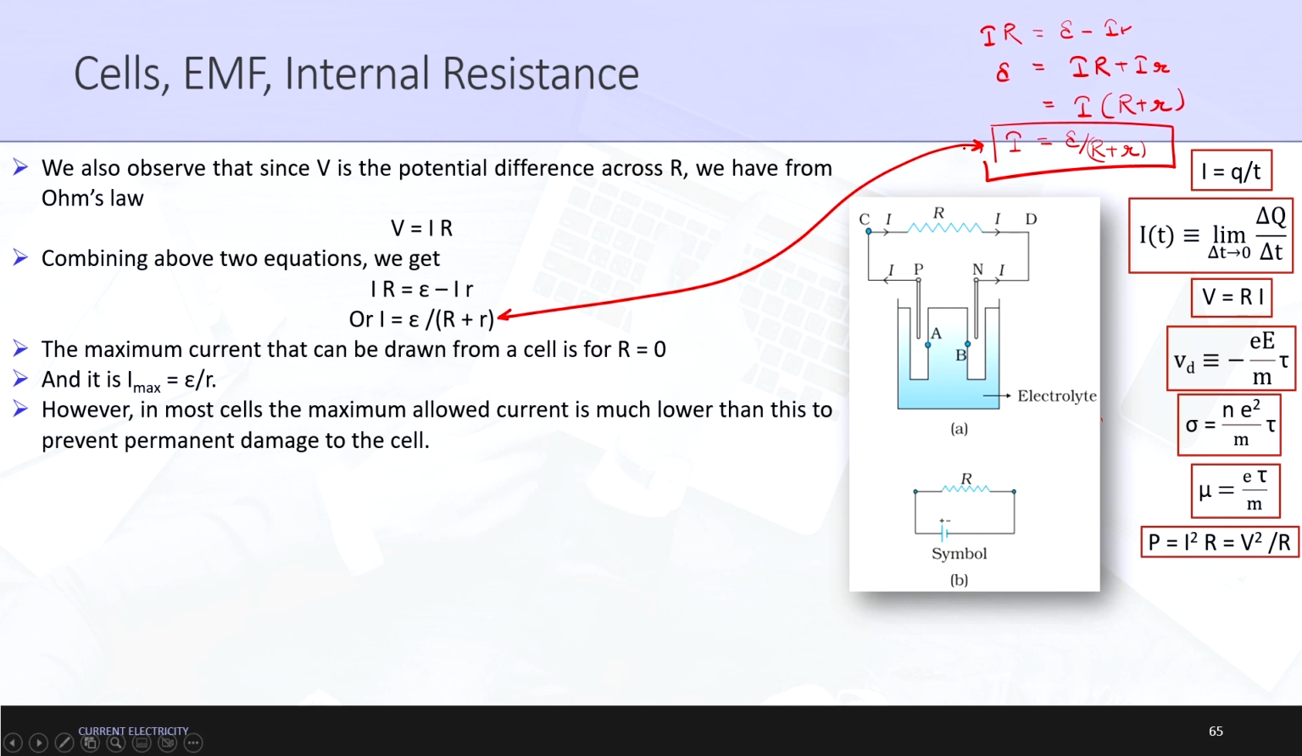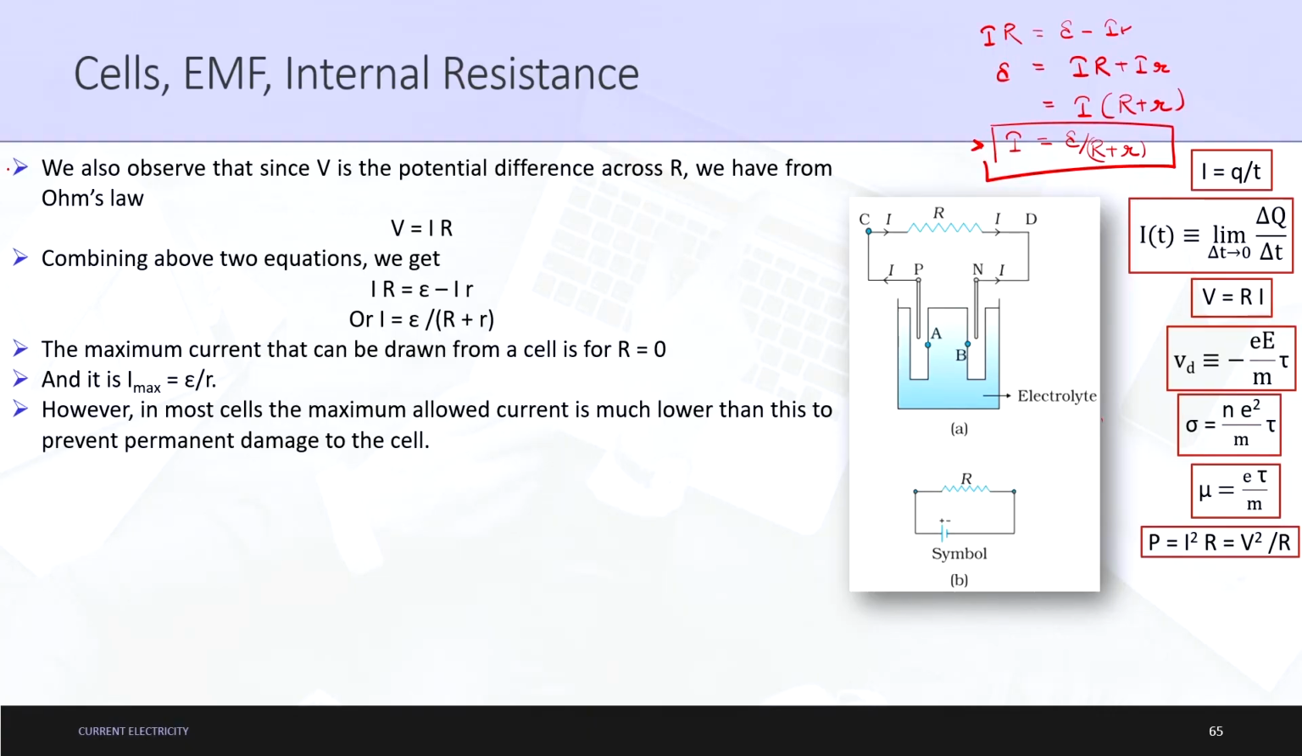Okay. So we also observe that since capital V is the potential difference across capital R, we have from Ohm's law V is equal to IR. So this has been explained. Now combining the above two equations, we get capital IR is equal to epsilon minus Ir, same as this form here, or finally capital I is equal to epsilon upon capital R plus small r. So this is the final conclusion, the end of this complete concept. You just need to remember that capital I is equal to epsilon, that is the potential difference or electromotive force, upon capital R plus small r. Okay.